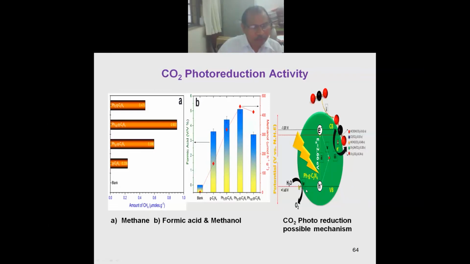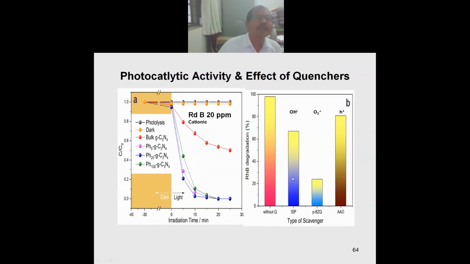Similarly, the oxidation potential for phenyl g-C3N4 is 1.65 electron volt, and is sufficiently more positive than the oxidation potential of hydrogen and oxygen formation. It may lead to cleavage of the carbon-oxygen bond and the formation of a carbon-hydrogen bond. So there is a degradation of CO2 and formation of a value added product using this phenyl grafted g-C3N4.